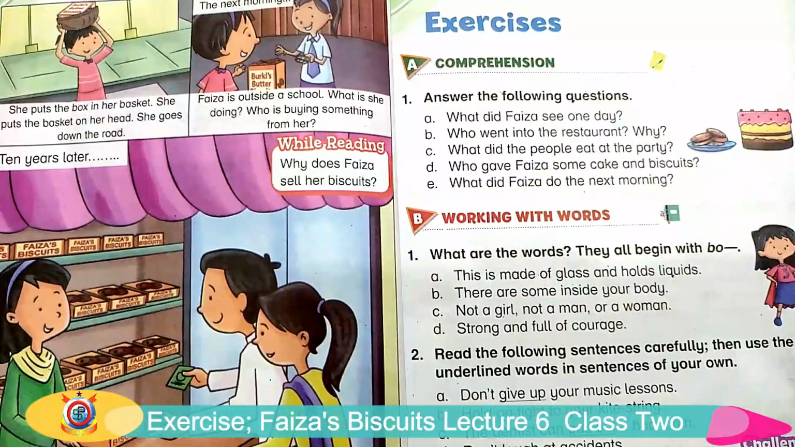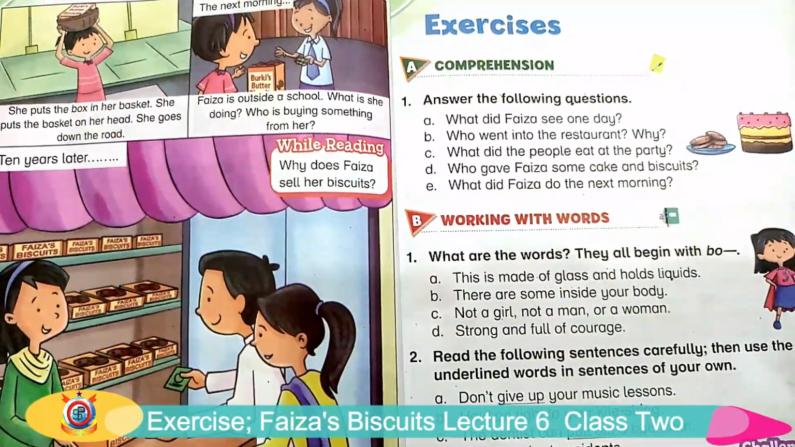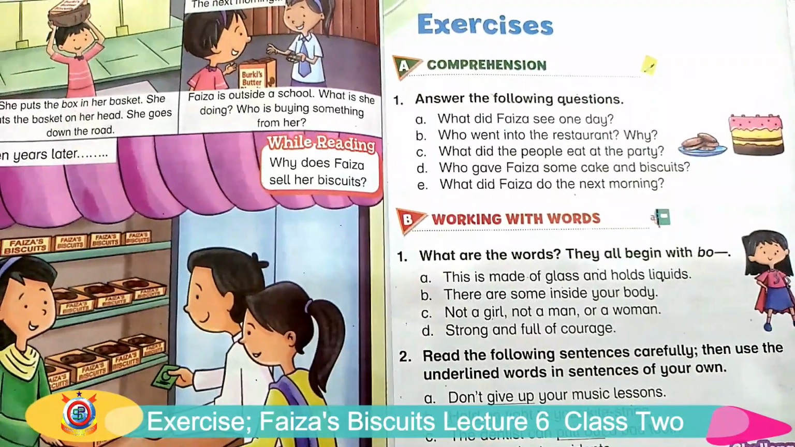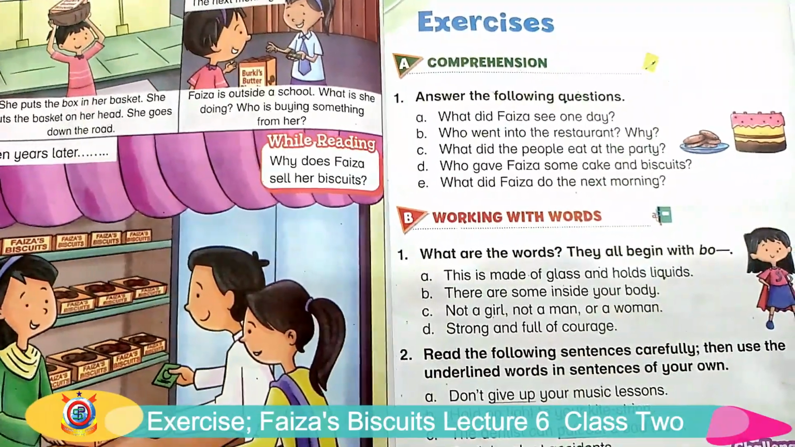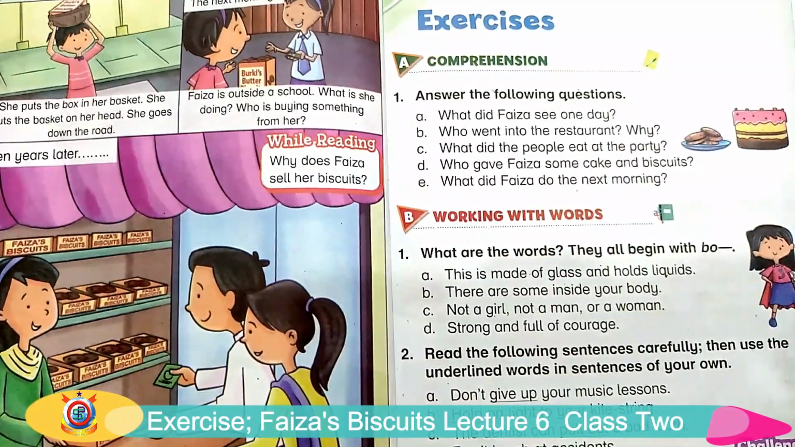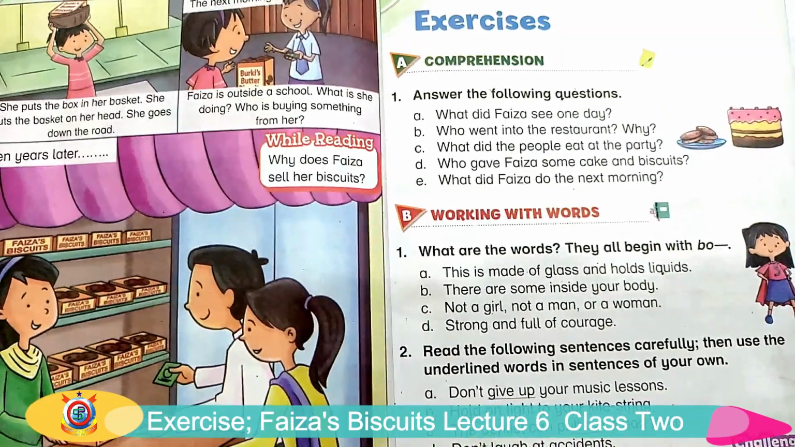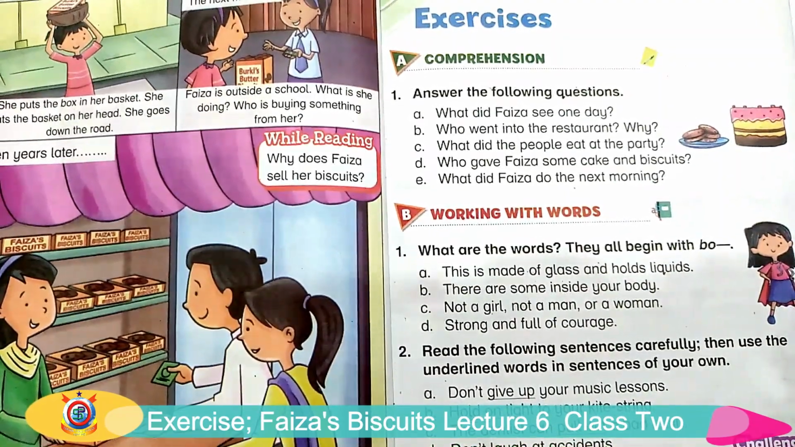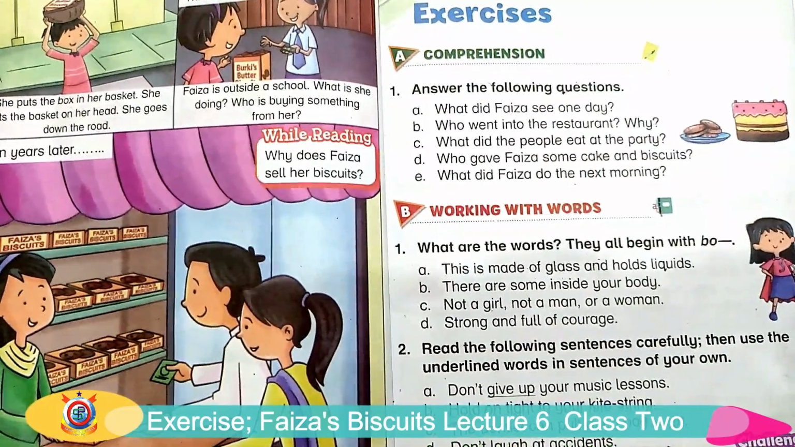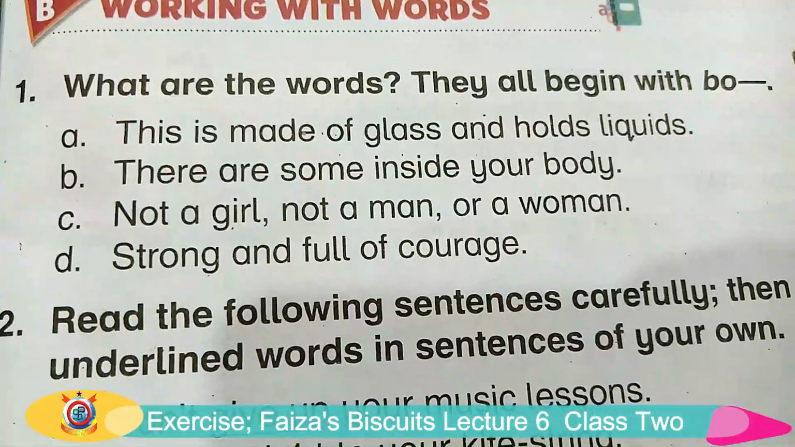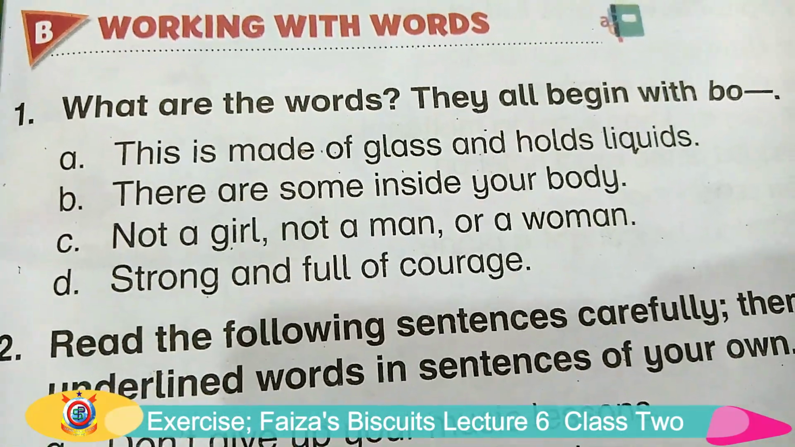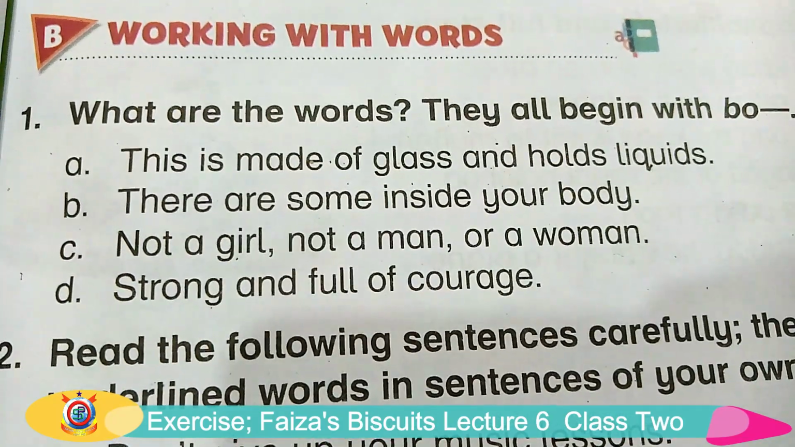I hope all of you are fine. Students, as you remember, yesterday we did questions and answers of Faiza's Biscuits, and today we are moving on to the next part, which is part B of the exercise, and the name of this part is working with words. Open your books at page 5 and look at part B, working with words.